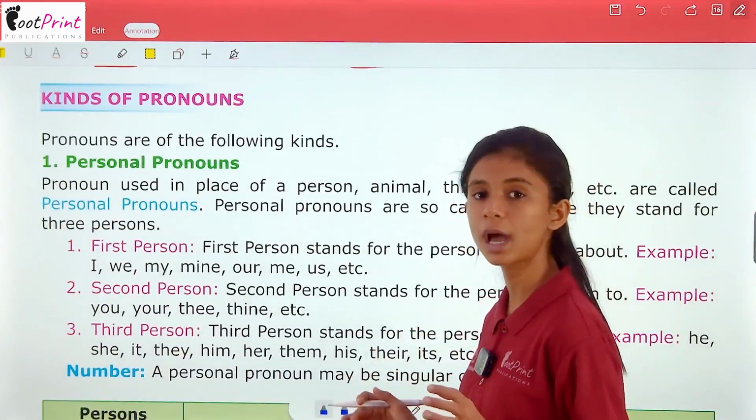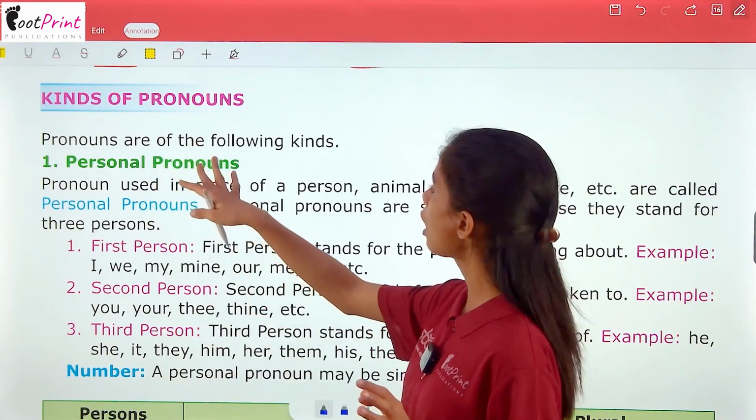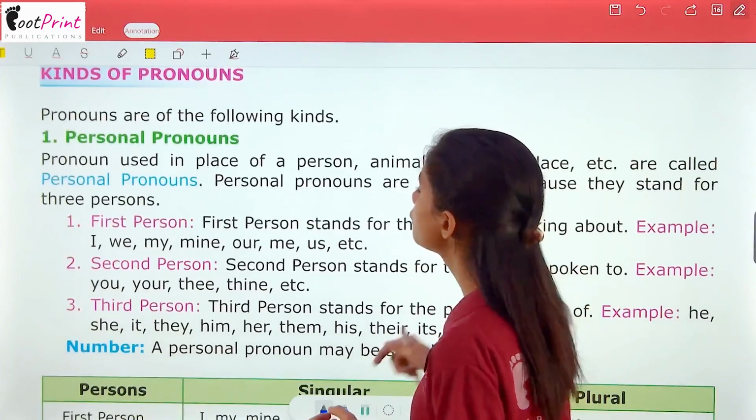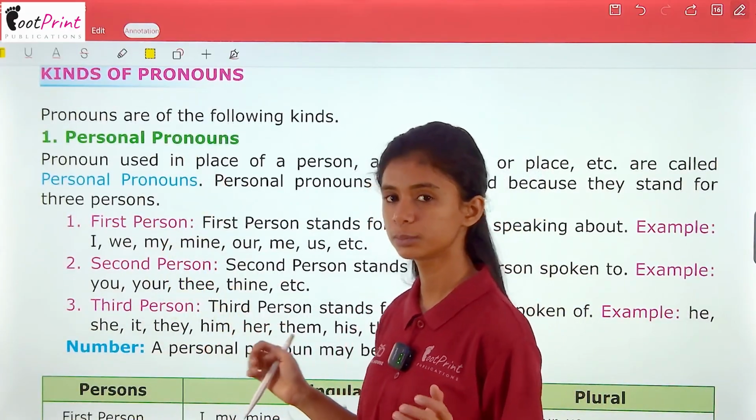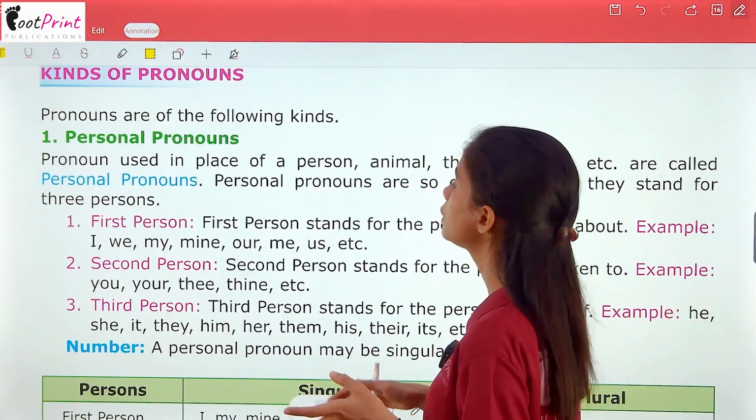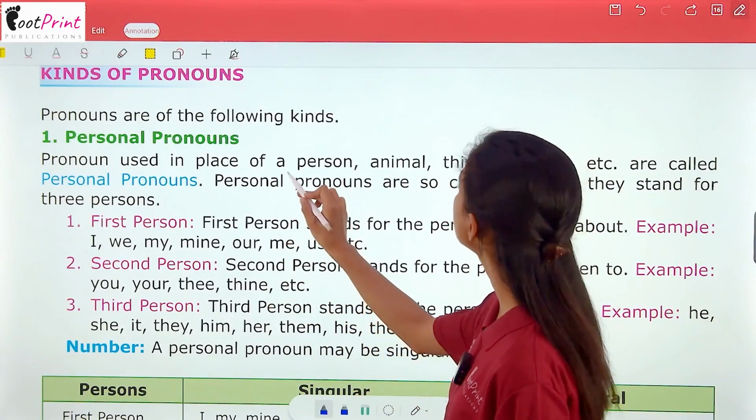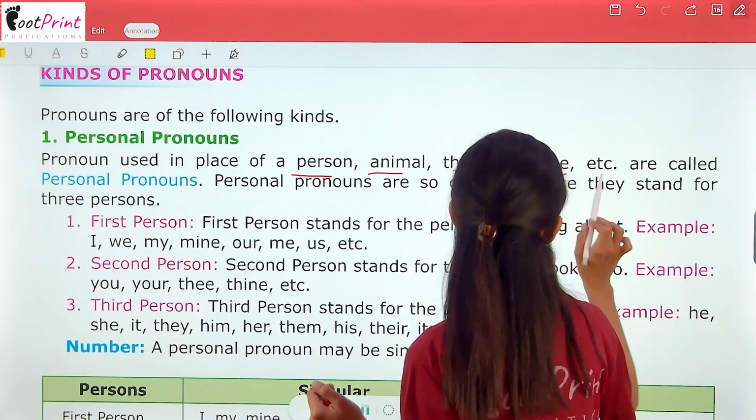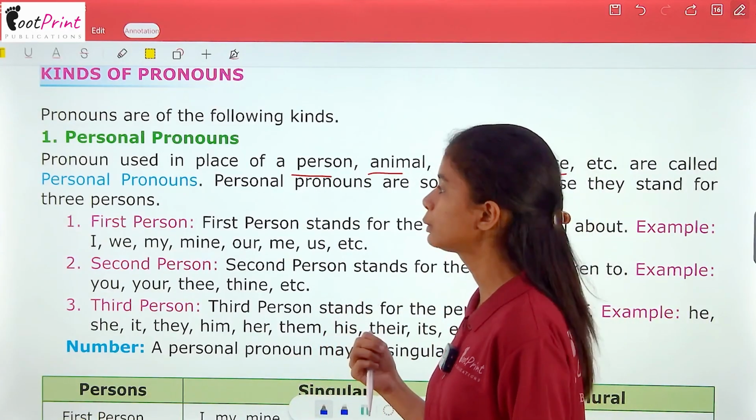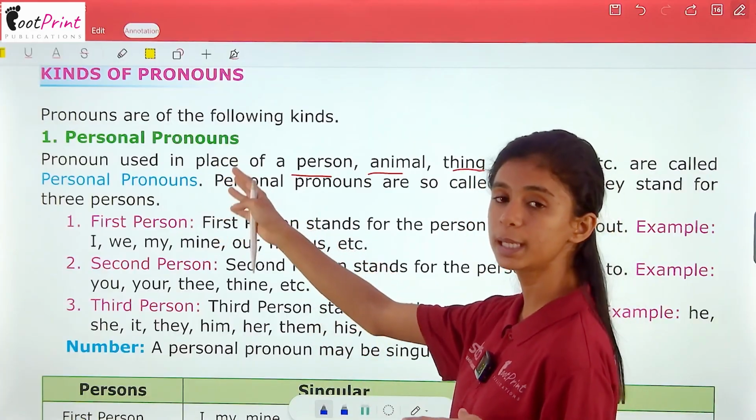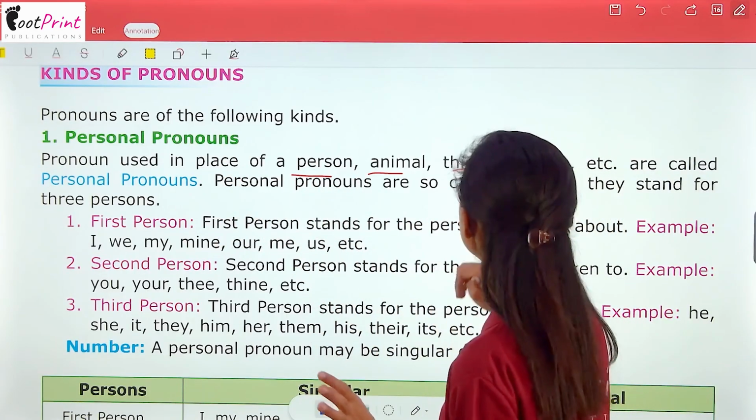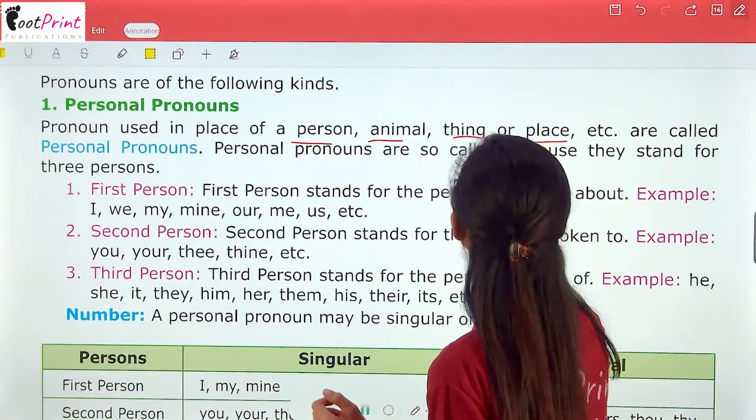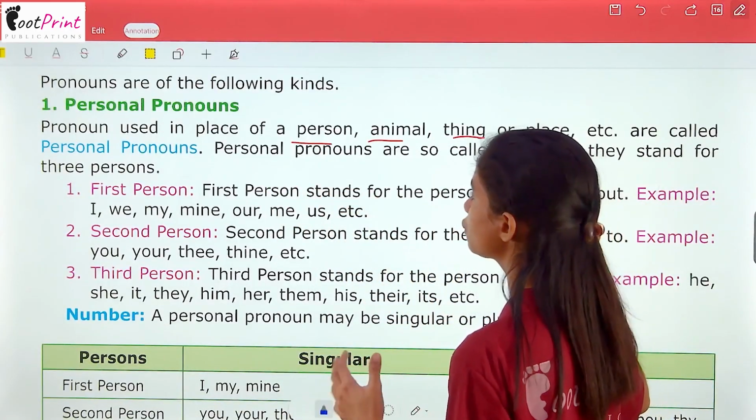Let's see what are the kinds of pronouns. Pronouns are of the following kinds. First one is personal pronouns. What are personal pronouns? A personal pronoun is a pronoun that is used in place of a person, an animal, a thing or place, etc. Personal pronouns are so called because they stand for three persons.